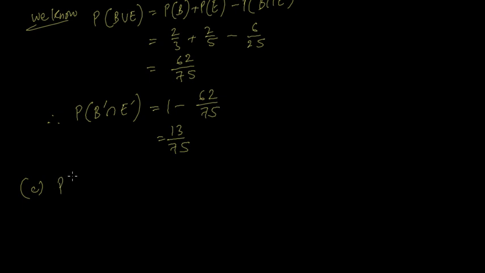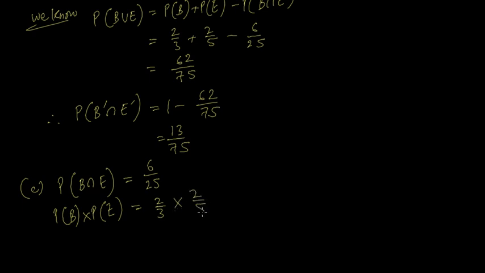So probability of B intersection E, this intersection is 6 by 25, we already know. So probability of B multiplied by probability of E, so this is probability of B is 2 by 3 multiplied by probability of E is 2 by 5. If you multiply 2 into 2, it is 4 by 15.